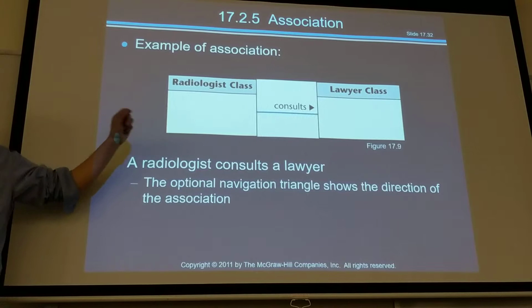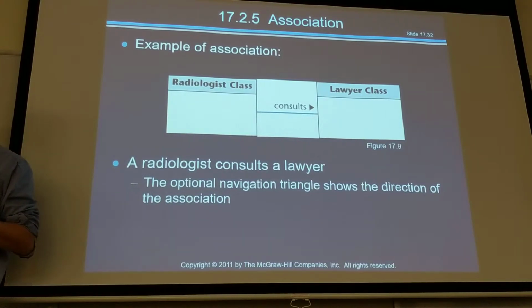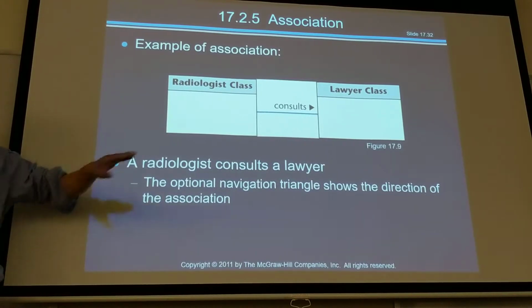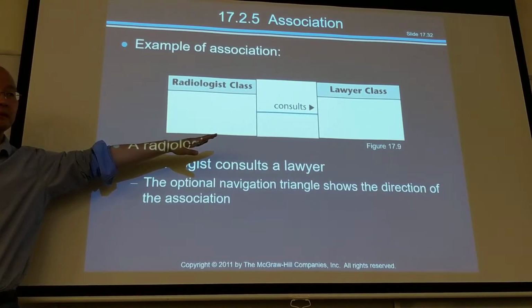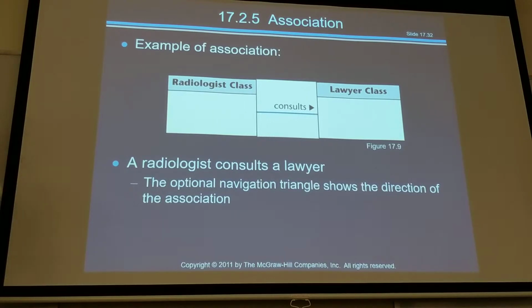Then this real implementation is going to be in your sequence diagram, your collaboration diagram, and eventually your state charts and so forth, to have the message going from radiologist to lawyer. Right? The lawyer may provide an interface for people to consult. I mean, many lawyers online now do the same thing. That's why artificial intelligence is actually going to play a bigger part in reducing the number of lawyers and law clerks.